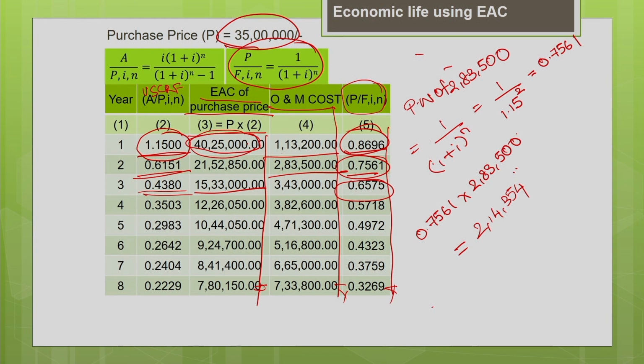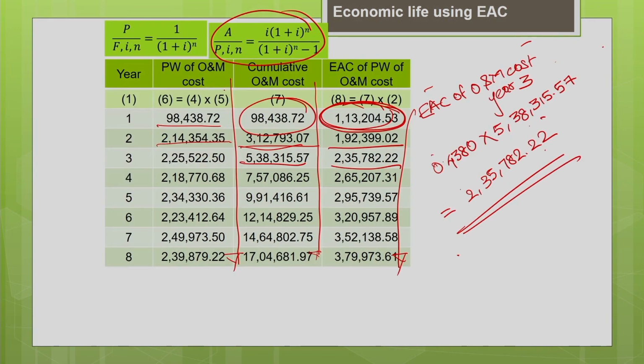Now, you find the equivalent annual cost of the operating and maintenance cost. The operating and maintenance costs are occurring at different time periods, convert it into time t equal to 0. So, for that I need to find the present worth. How to find the present worth? Use the present worth factor. These are the present worth factors calculated for different years. So, multiply this present worth factor with the operating and maintenance cost. Column 4 multiplied by column 5 will give you the present worth of the operating and maintenance cost, that is column 6.